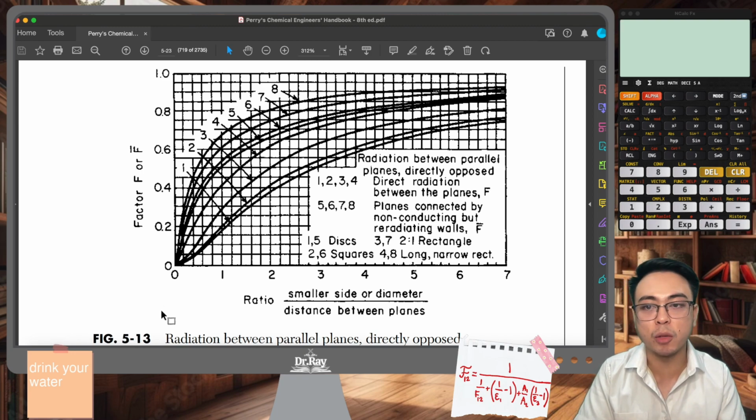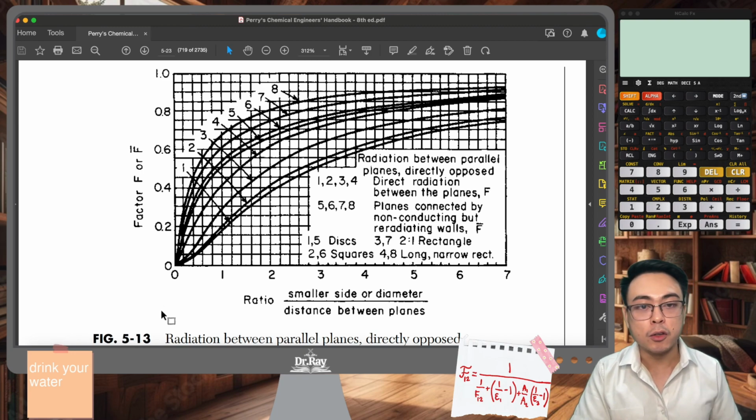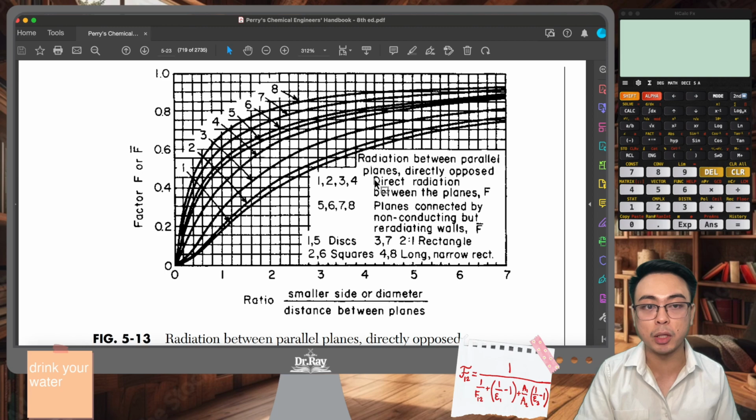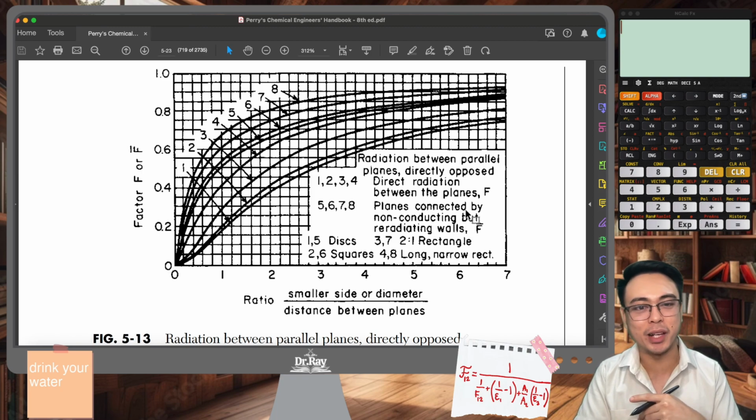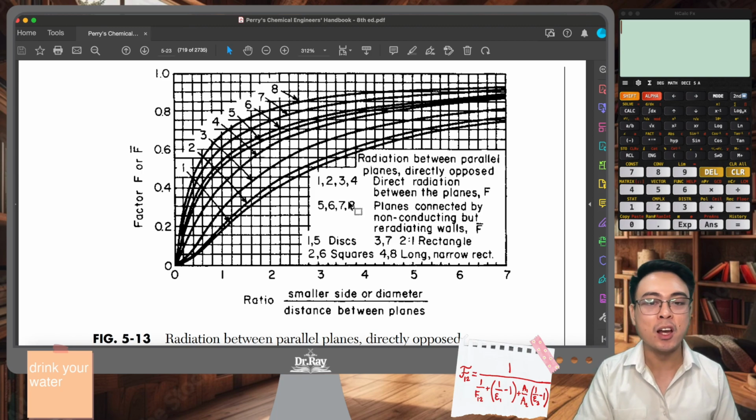In here, we can estimate the view factor using different curves. So we have curves 1, 2, 3, and 4, which represent direct radiation between the two planes. This is our case for letter A. While curves 5, 6, 7, 8 represent planes connected by non-conducting but re-radiating walls. That is our case for letter B later. So let's reserve that for later.